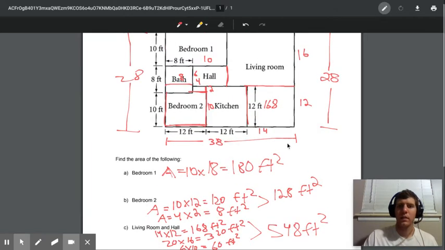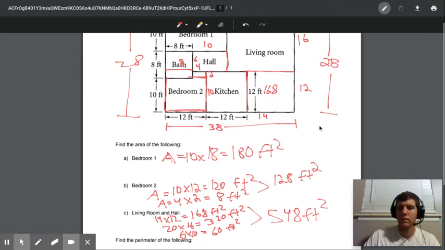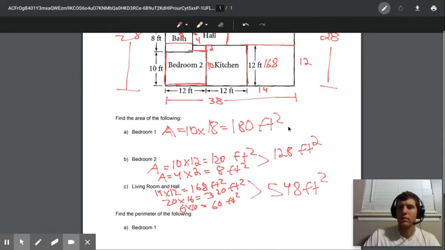Okay, so that's the areas of the room. So that represents the area of the ceiling. If we want to paint bedroom 1, we're going to need 180 feet squared to paint the ceiling. 128 square feet of paint, or the area that we need to cover with paint, is 128 feet squared in bedroom number 2. And then the hall and the living room, the area we have to cover is 548 square feet. Okay, so those are the areas of the ceiling that we need to paint.